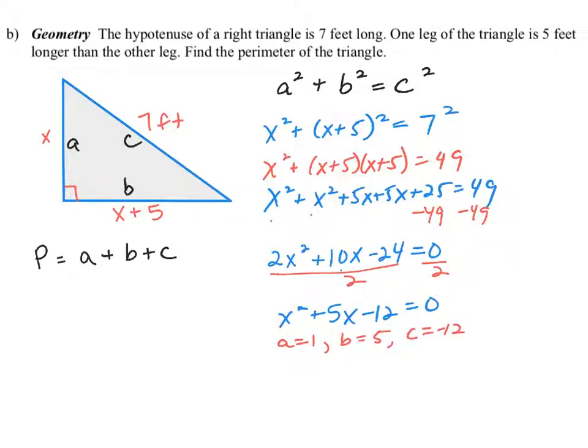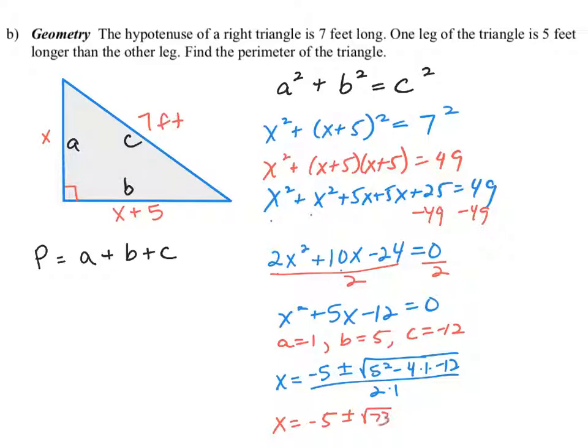So by using the quadratic formula, I get x is equal to -b, -5, plus or minus the square root of b squared minus 4 times 1 times -12, all over 2a, or 2 times 1. This is going to simplify to x equals -5 plus or minus the square root of 73, all over 2. So let's double check each one of these, one with a plus, one with a minus, and see which one would make sense for this problem in terms of the leg of a right triangle.